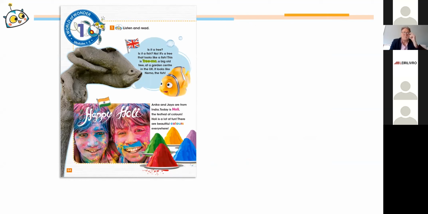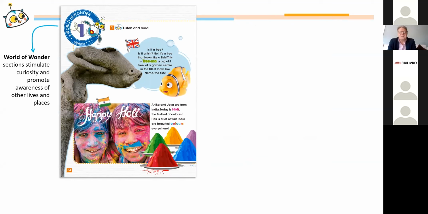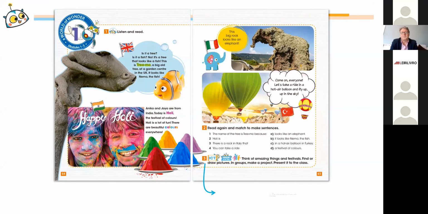Another section that you have after two or three modules is a section called World of Wonder. And these sections stimulate curiosity and promote awareness of people in other countries, people that live differently to you, other lives and places. These sections will also involve activities that help to develop digital literacy and citizenship. So little research activities that allow the children to engage with what they've learned about these people in other places.